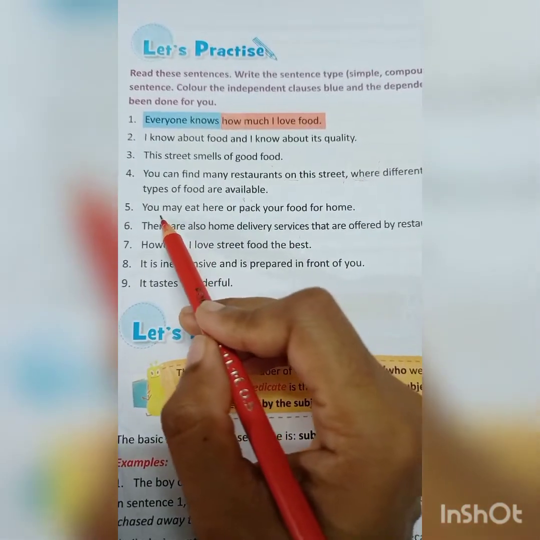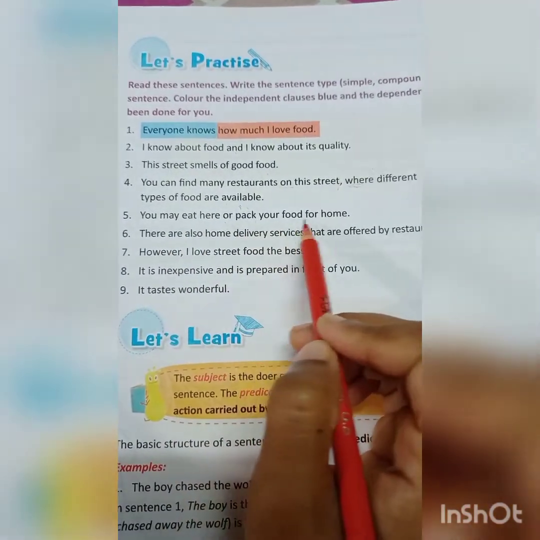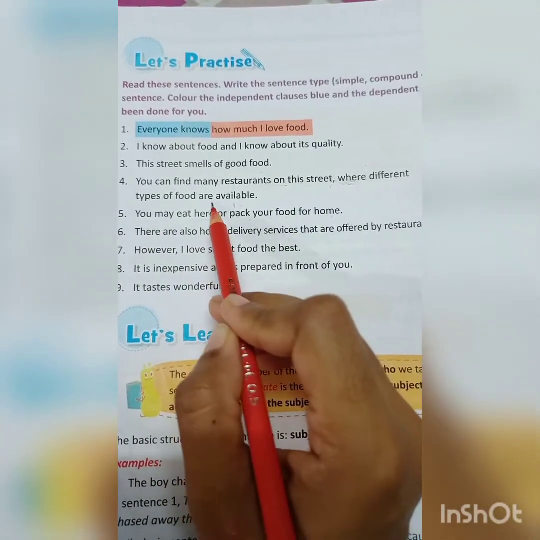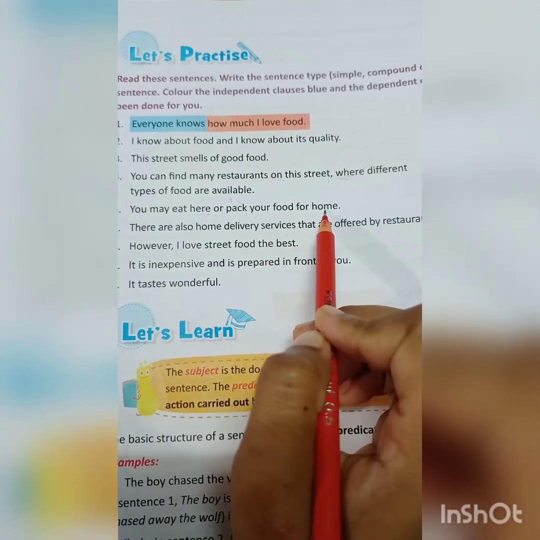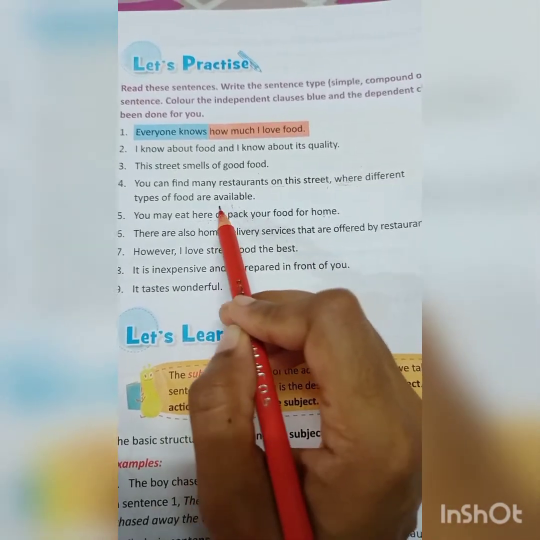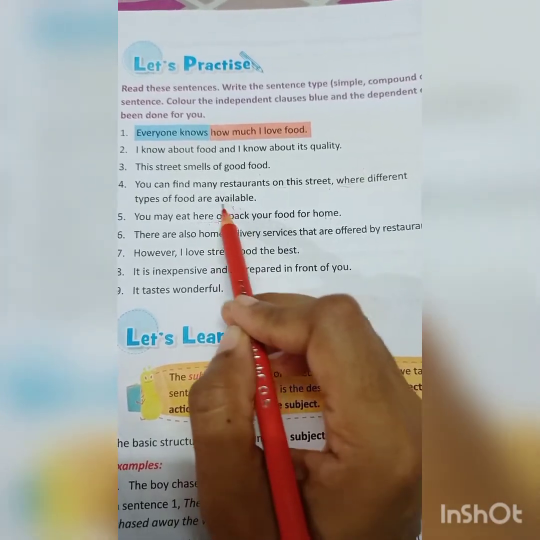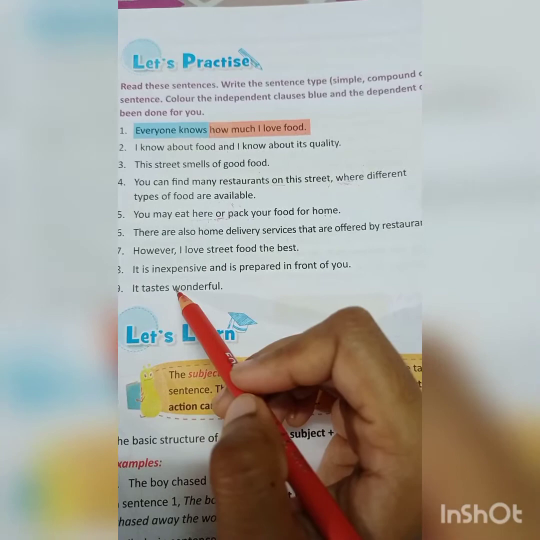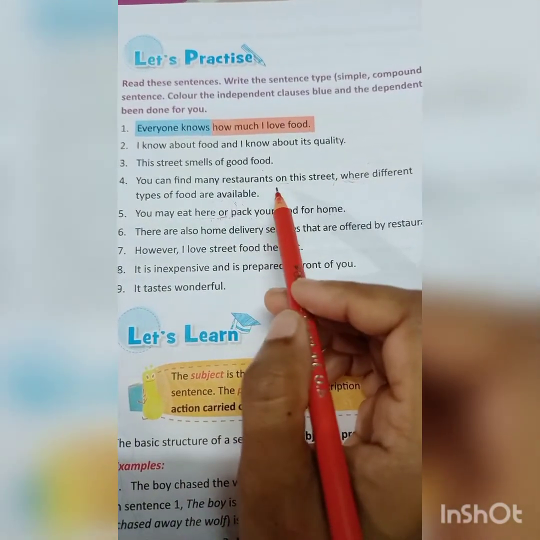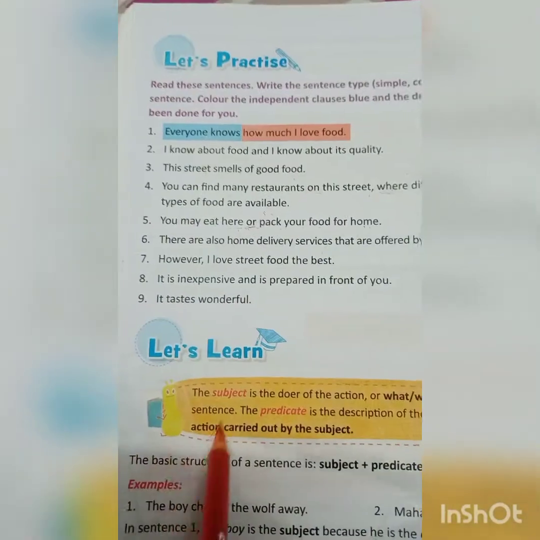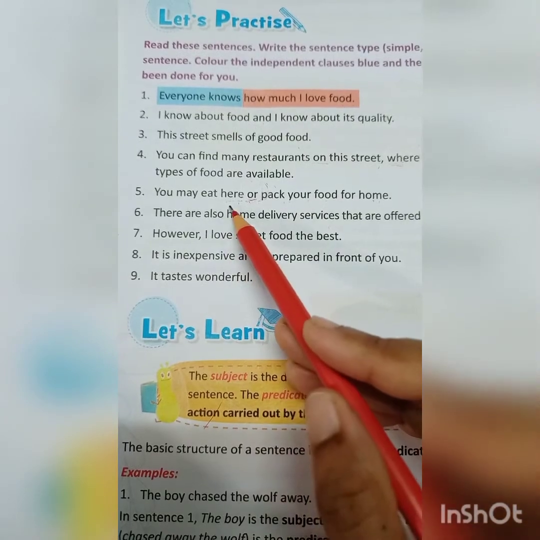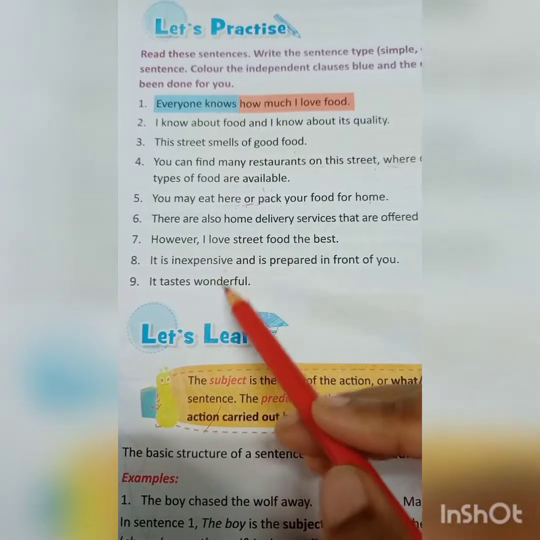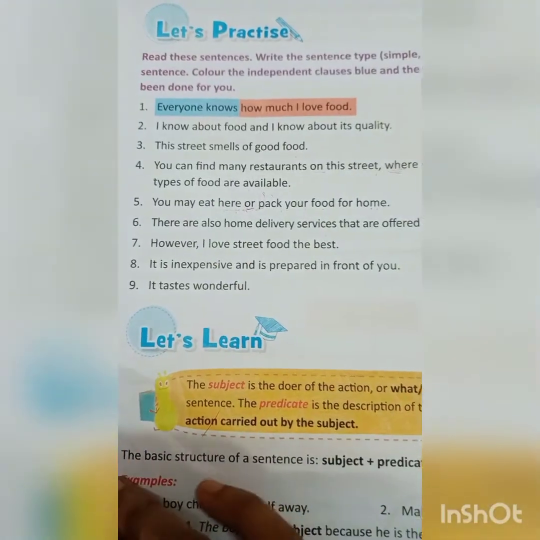Okay. You may eat here or pack your food for home. You may eat here, independent clause. Pack your food for home, another independent clause, joined by the word or, a conjunction. So joined by a conjunction, that means what? Compound sentence. Okay, I hope you understood how to do it. It's very easy. Simple, complex and compound are very easy, and the rest you will do on your own. Up to 5 I have discussed, 4 you will try to do at your home. Okay, it's very easy. So in brief I am telling again.